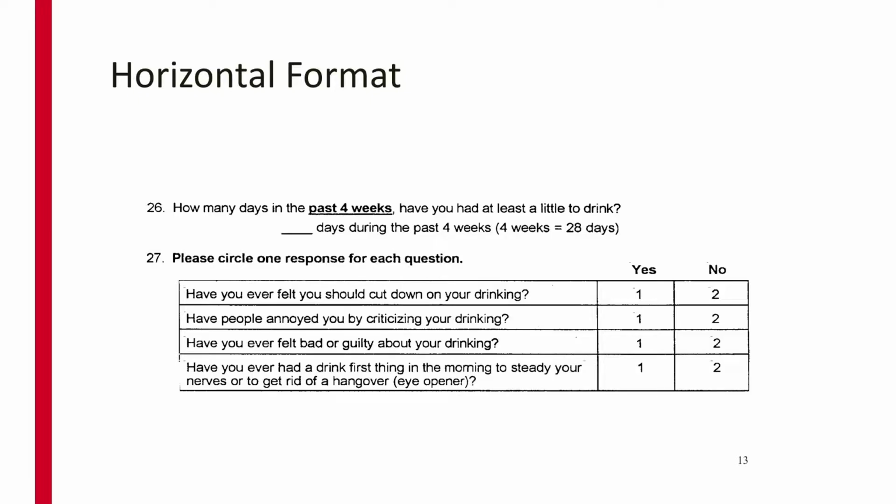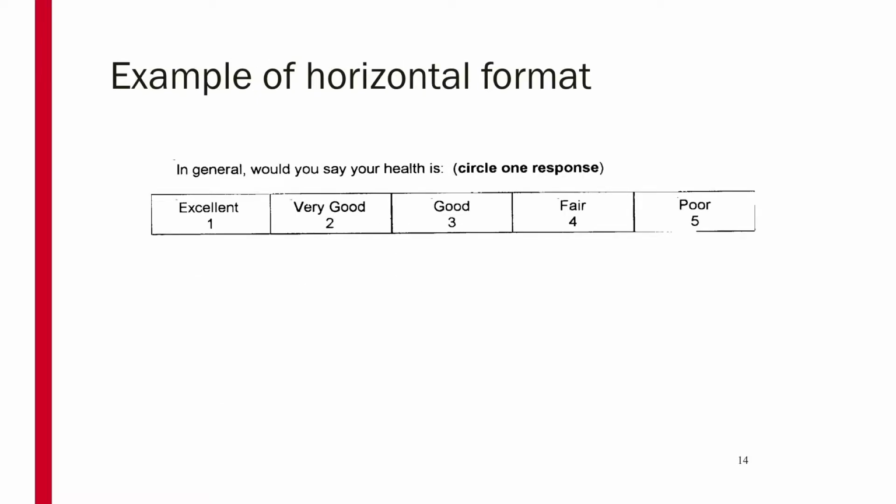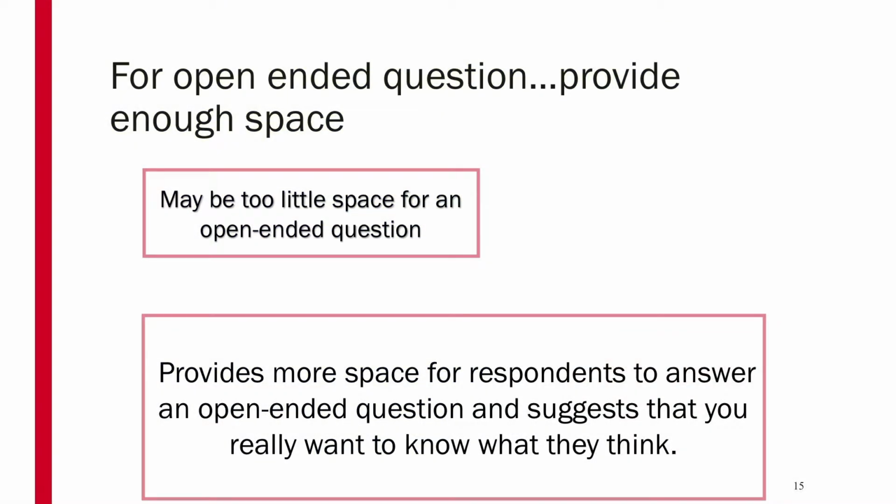And if you format your question carefully, you can even use a horizontal format for the general health question that we looked at earlier in the video. With the use of boxes, it should make it easier for the respondent to provide a clear response to the question. Finally, for open-ended questions, be sure to provide enough space for respondents to answer your question. If you provide too little space, respondents will assume that you really aren't interested in what they have to say.